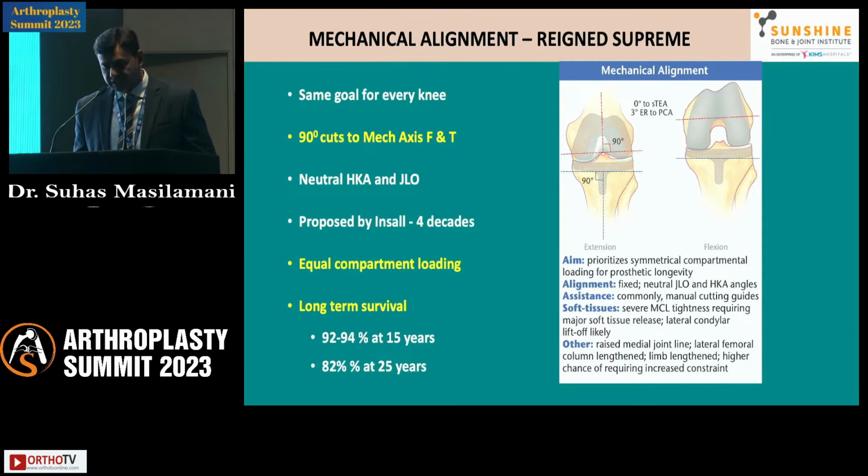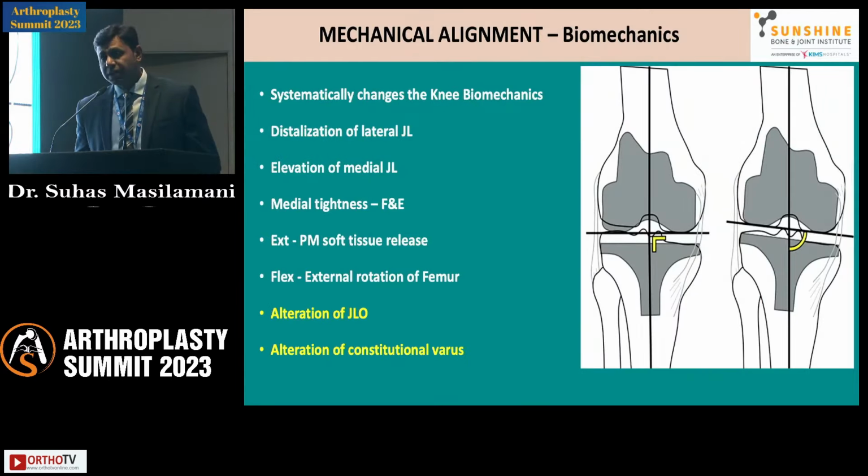It is targeting equal compartment loads on both sides, and the survivorship that you can see is undeniable, 94 to 92% survivorship at 15 years. But it does beg the question, are you actually changing the anatomy, the biomechanics of these patients by targeting the same strategy or the alignment in all these patients?